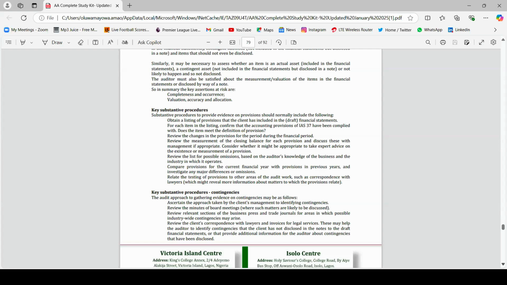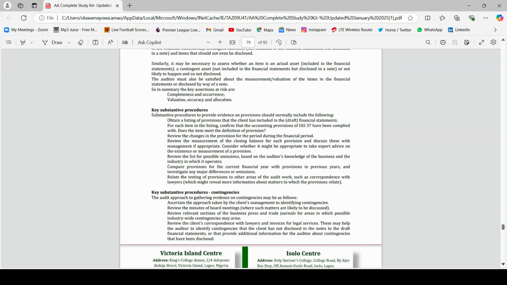We said the first thing, the auditor will obtain a list of all provisions. The second thing, the auditor will check that the definition of provision has been met and is in line with standard. The third thing, the auditor will review the changes in the provision for the period. The fourth thing, the auditor will review the closing balance of the provision and discuss any changes or why management thinks that the closing balance is appropriate.